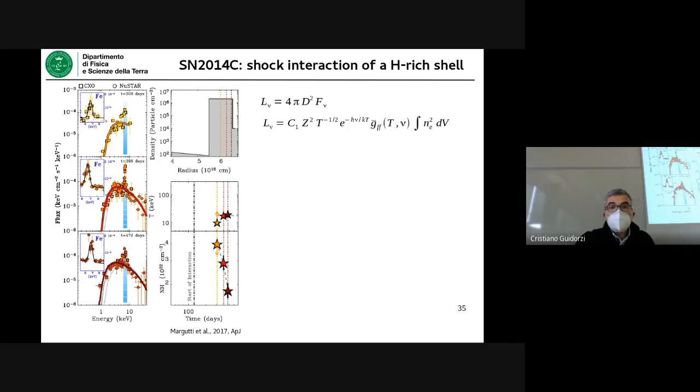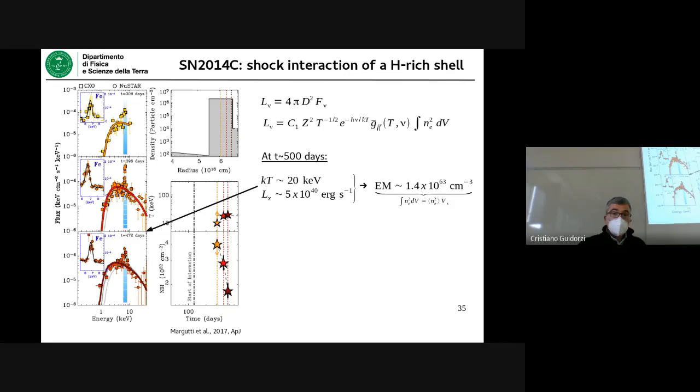So in detail, what we did: this is just the specific luminosity I showed you before. We took the X-ray spectrum, we saw the exponential cutoff, so we measured the temperature, which at some given epoch, nearly 500 days after the explosion, was 20 keV, so very hot. We measured the luminosity, how much energy we received in the X-rays. So we measured the emission measure, the average value of the ion density squared times the volume. But the volume is a shell, not a sphere. The volume of a shell is the radius of the shell times delta R, where delta R is the width of the shell.